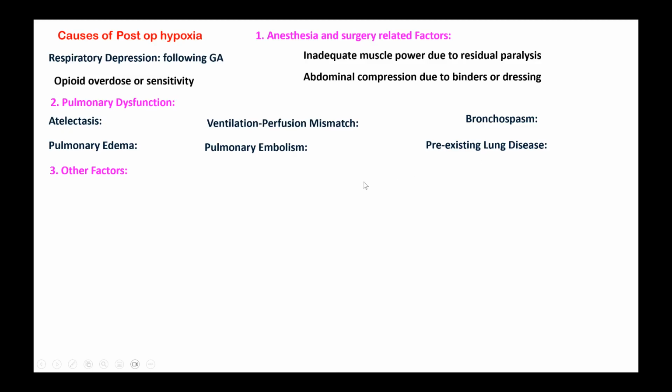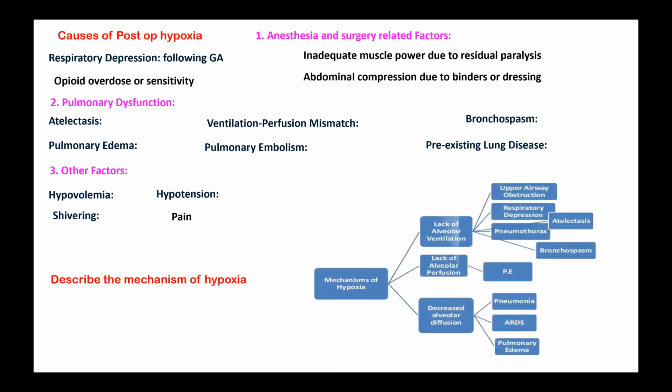So that sort of distinction we should be able to make between a real hypoxemia and a disease-induced normal hypoxemia, which is consistently present in those patients. And the other factors can be hypovolemia, hypotension, shivering, pain, etc. And the normal mechanism, I thought this slide will be useful.